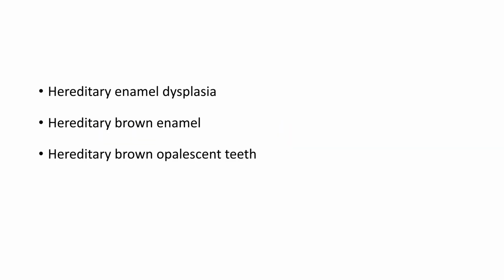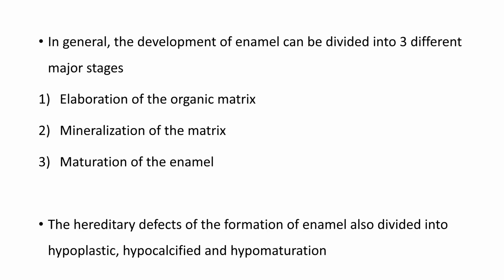Amelogenesis imperfecta is also known as hereditary enamel dysplasia, hereditary brown enamel, hereditary brown opalescent teeth. A complex inheritance pattern gives rise to amelogenesis imperfecta, a structural defect of the tooth enamel. The formation of enamel is a multi-step process and problems may arise in any one of the steps.